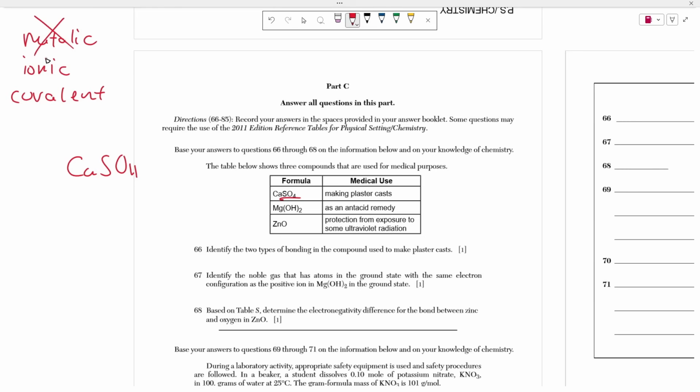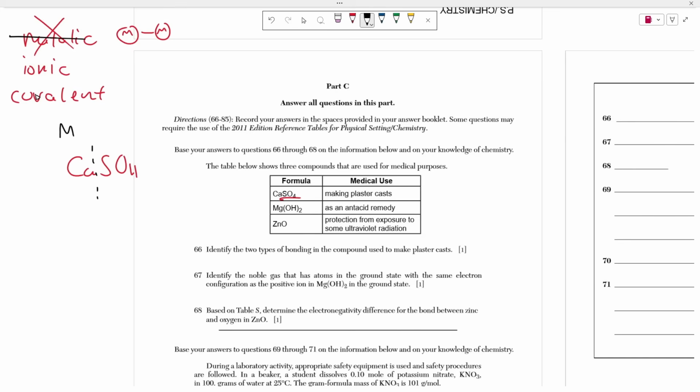Well, obviously it can't be metallic bonding because for you to have a metallic bond, you need to have a metal bound to another metal. How many metals do I have here? Well, if I look at my periodic table of elements, I know that calcium is my only metal here. Calcium is a metal. Sulfur and oxygen are both non-metals, okay? So obviously can't be metallic bonds. So I'm left with ionic and covalent bonds as my right answer.